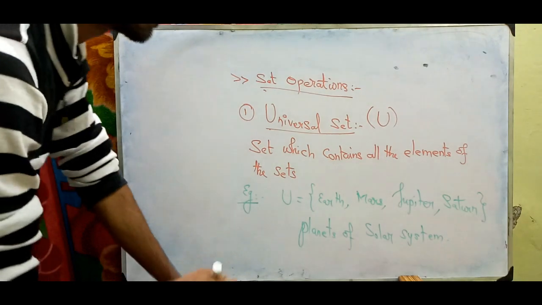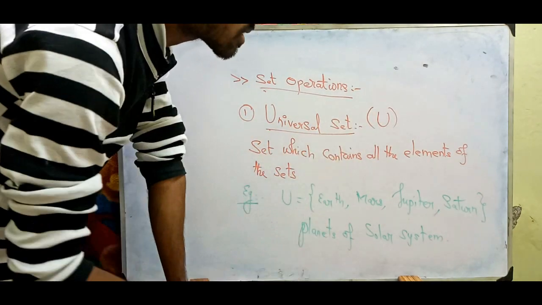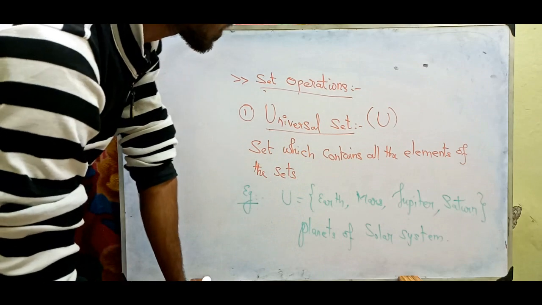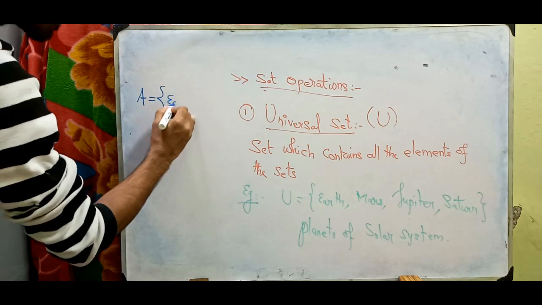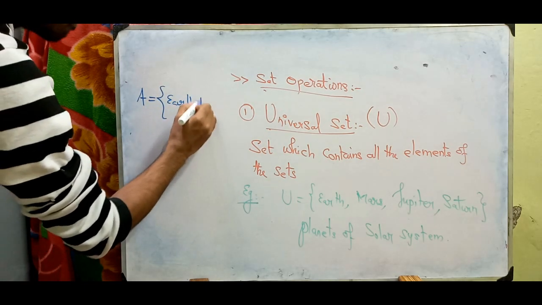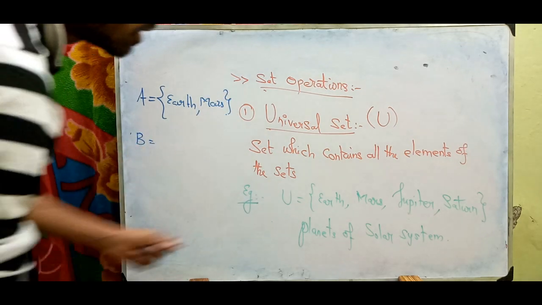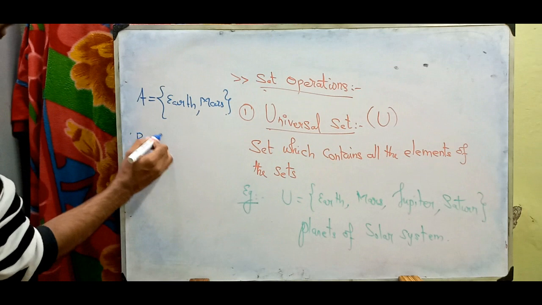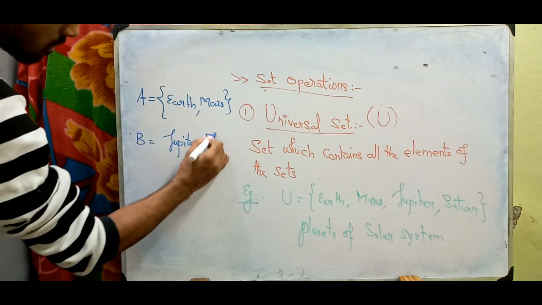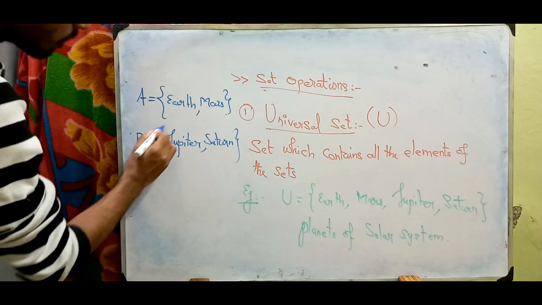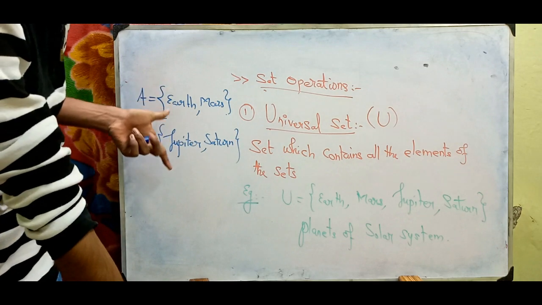See, first is universal set. So universal set is nothing but a set which contains all the elements of the sets. Okay, for example, let us denote A equal to Earth, Mars. B is equal to Jupiter, comma, Saturn. Okay, so these are the planets of the solar system in the Milky Way galaxy.